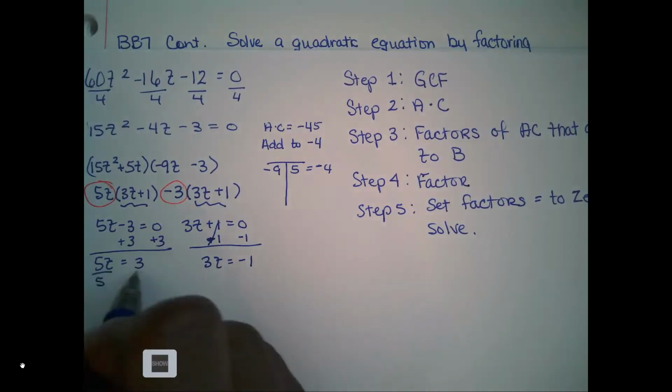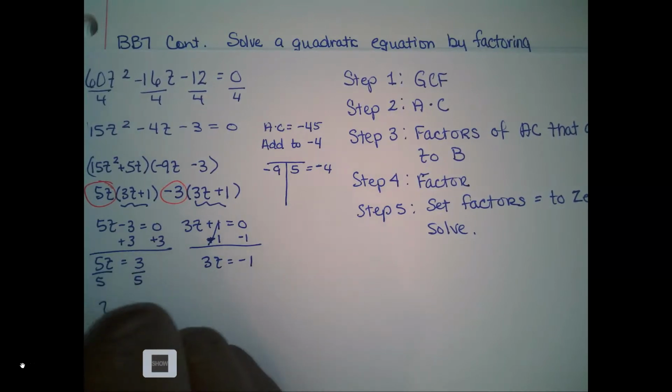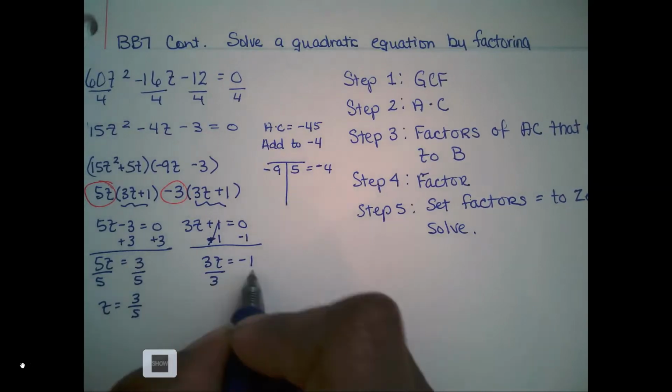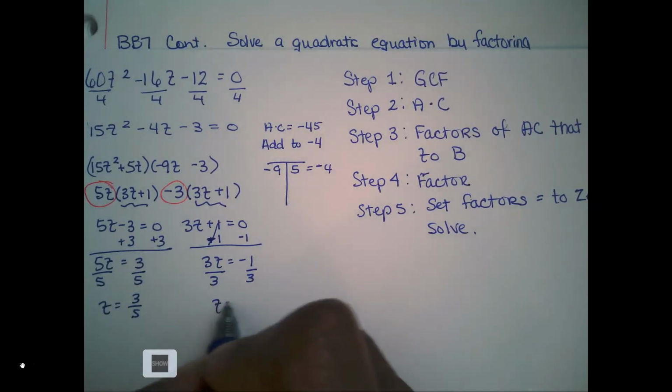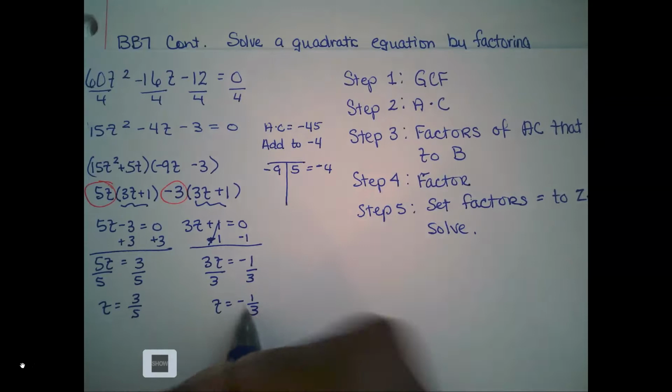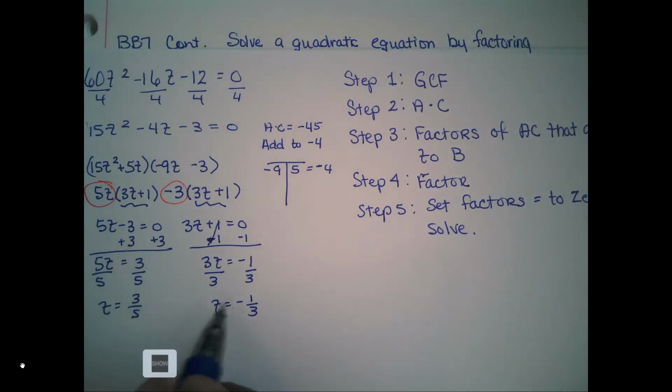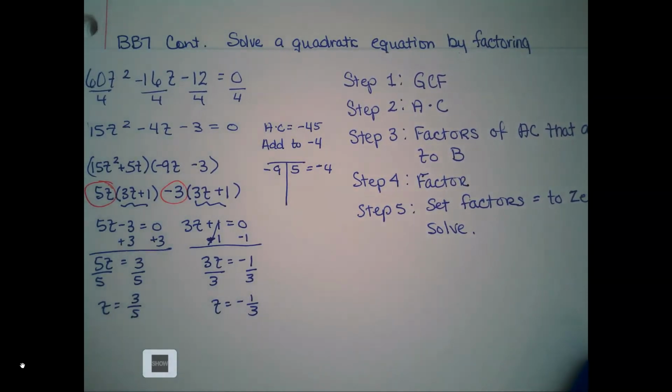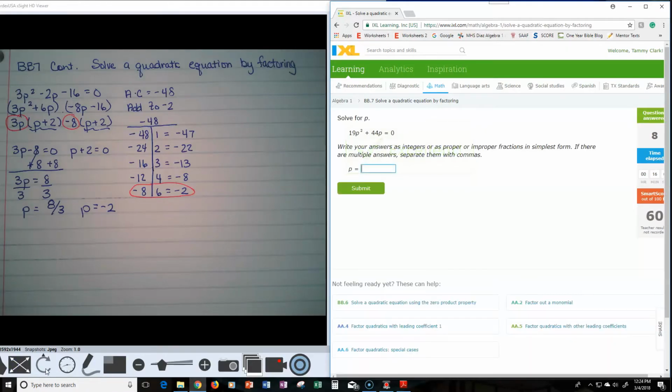Over here, divide 5 on both sides. T is equal to 3/5. And over here, divide by 3 on both sides. T is equal to negative 1/3. So these are the zeros, roots, and solutions of this problem. All right.